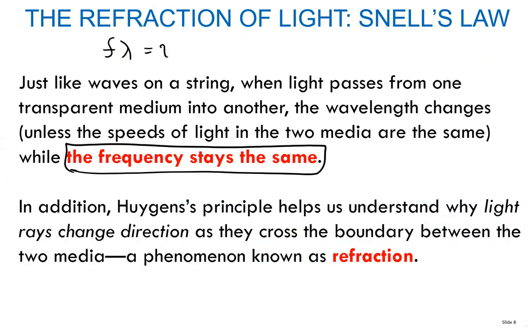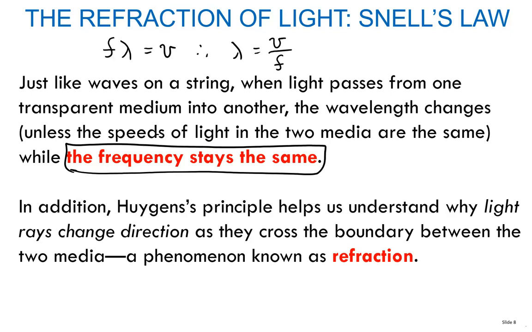Frequency times wavelength is equal to the speed. Therefore, the wavelength is equal to the speed over the frequency. If the frequency stays constant, but the speed changes, then the wavelength must change. So the wavelength, when we change materials, changes. And in 2 slides, I'll show you how we do a very quick calculation for the change in wavelength. So frequency staying the same is important.